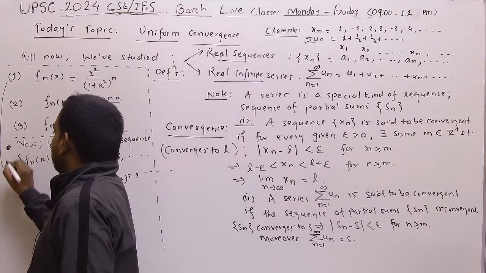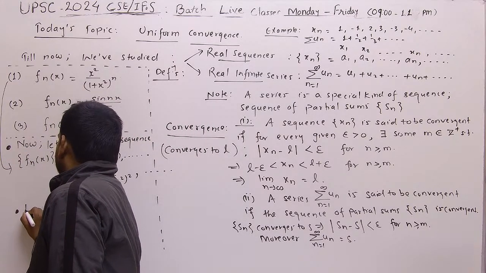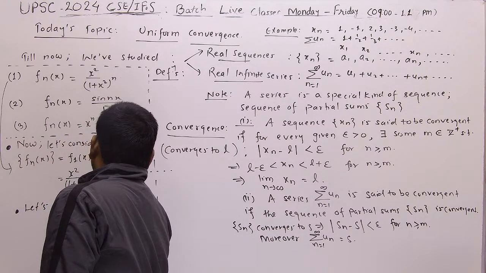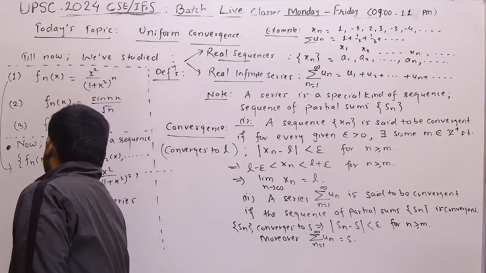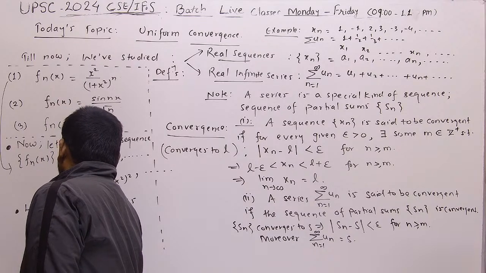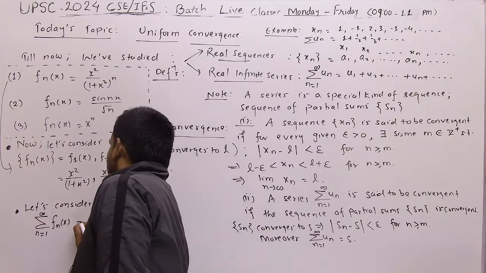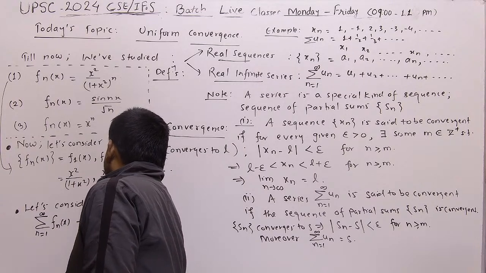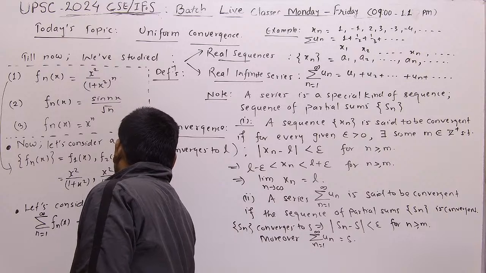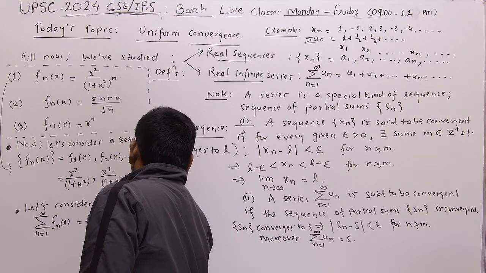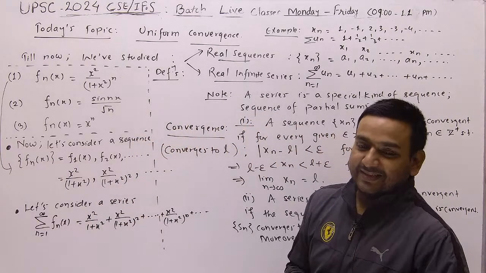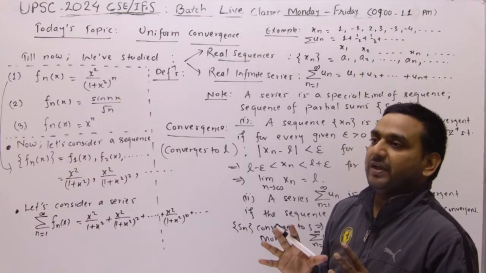What else we can do? Let's consider a series. कौन सा series? Summation n going from 1 to infinity fn x. So this ultimately converted to x square upon 1 plus x square upon... check it out dear fellows. I guess now the things will be clearly reflected for you.